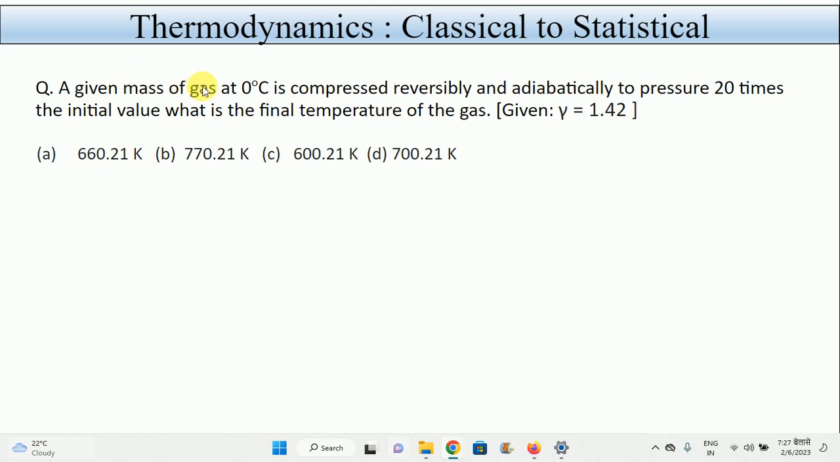A given mass of gas, next question. A given mass of gas at 0 degree Celsius is compressed reversibly and adiabatically. So this is the main thing, reversible and adiabatic, to pressure 20 times the initial value. What is the final temperature of the gas? Here we need to calculate the final temperature, and the process is a reversible adiabatic process. The initial temperature is given, the initial pressure is given, and the final pressure is 20 times the initial value, so it is 20 times Pi.